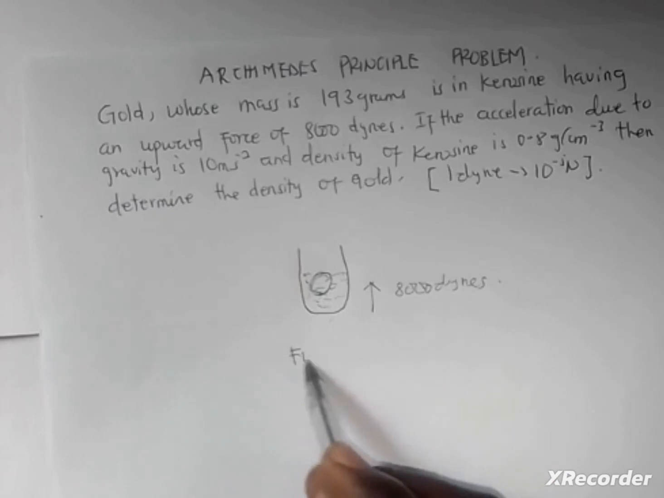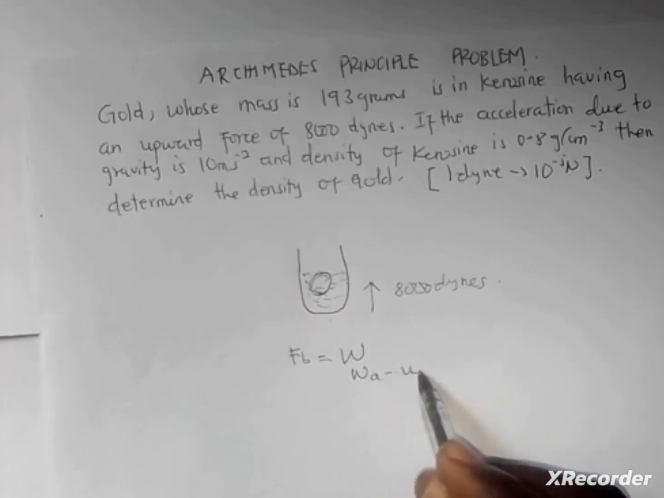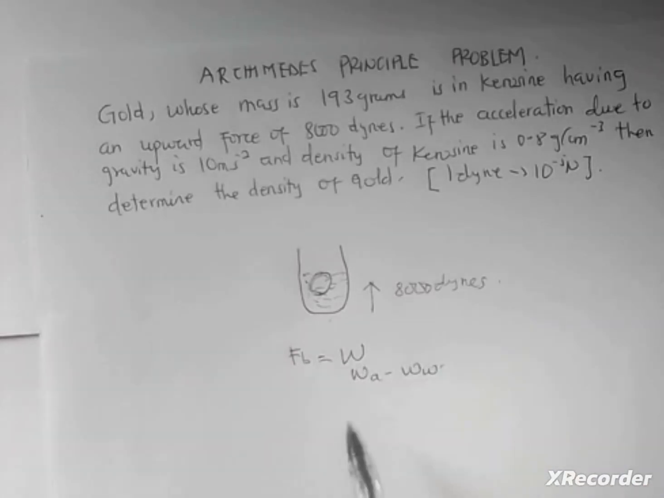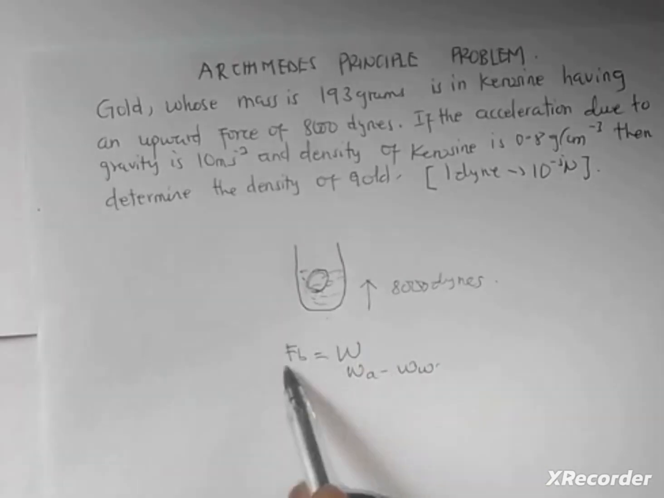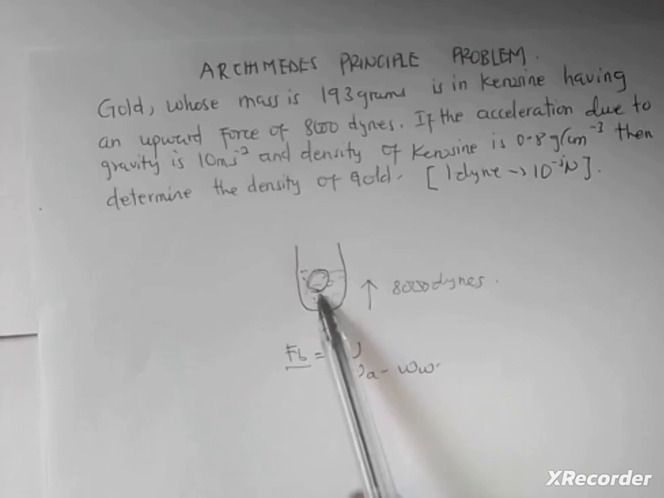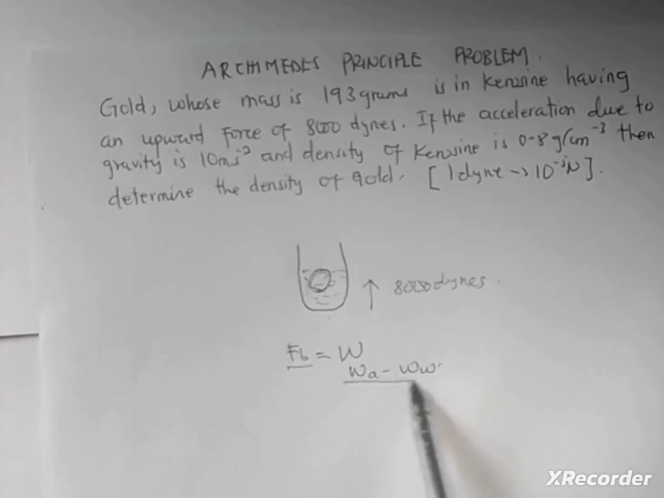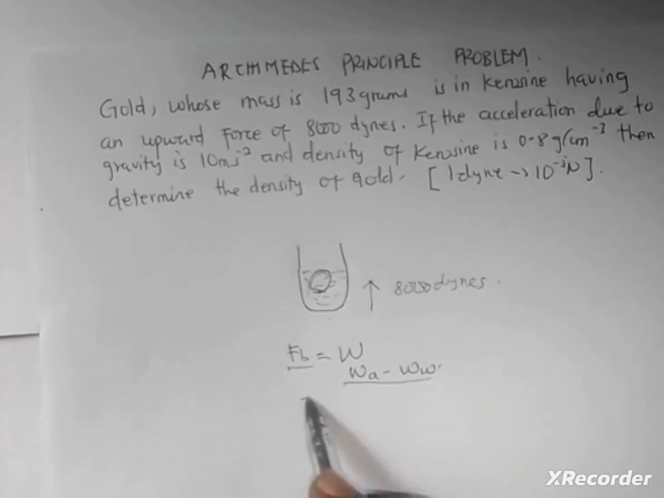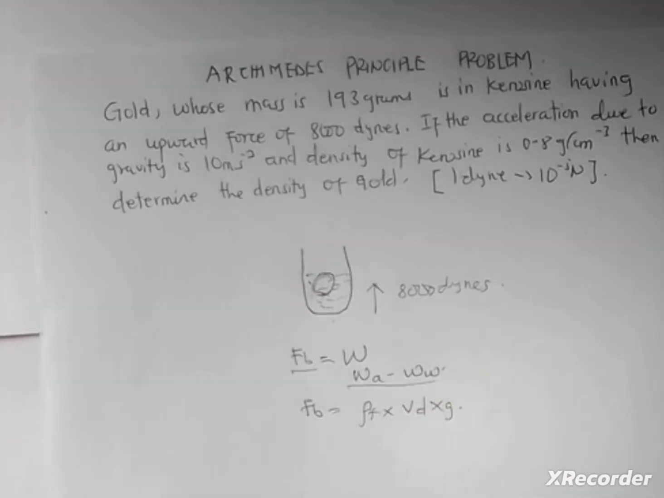So FB is the same as the weight of fluid displaced. That is the weight in air minus the weight in water. If you weigh this gold in air and you weigh it in water, the difference is equal to the buoyant force. If you put this on a spring balance in the water, you realize that the buoyant force is going to push it up to reduce its weight slightly. And remember, the buoyant force FB is equal to the density of the fluid multiplied by the volume of liquid displaced times gravity. With these basics, I think we are good to go to solve our problem.